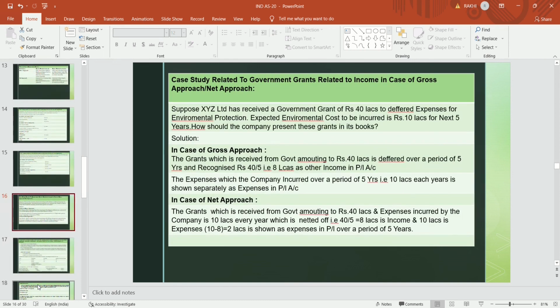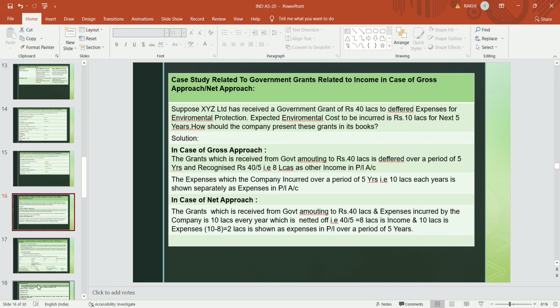Now, case studies related to government grants: related to income, related to assets. Now, related to income, in case of the gross approach and net approach. Suppose the government has given a grant for an expense which the company has already incurred or is going to incur in future. That kind of grant follows an expense approach. There are two approaches, gross and net.